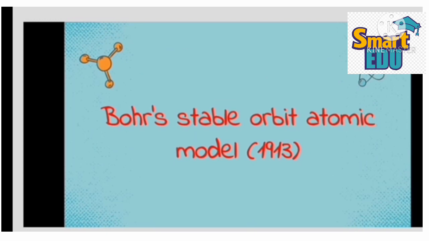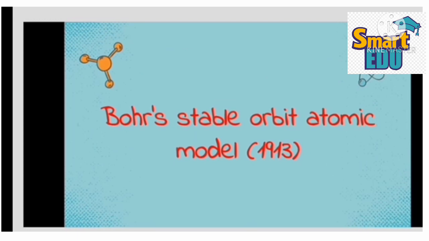In the year 1913, Danish scientist Niels Bohr explained the stability of the atom by putting forth the stable orbit atomic model. The important postulates of the Bohr atomic model are as follows. First, the electrons revolving around the atomic nucleus lie in concentric circular orbits at a certain distance from the nucleus. Here, concentric means the orbits or circles have the same center.